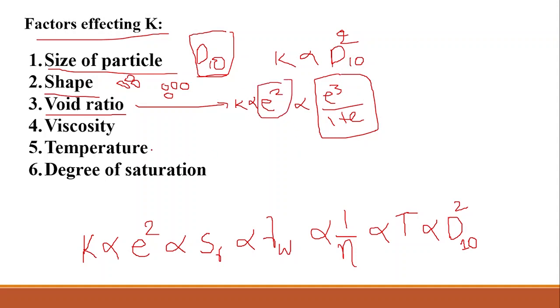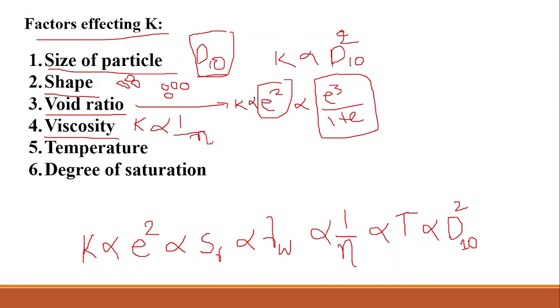Next thing is viscosity. I think you all know about viscosity; you can learn it in fluid mechanics. The resistance between the layers of the fluid is nothing but viscosity. Here we are talking about soil, the resistance from particle to particle of soil. How is it related with permeability? K is inversely proportional to viscosity.